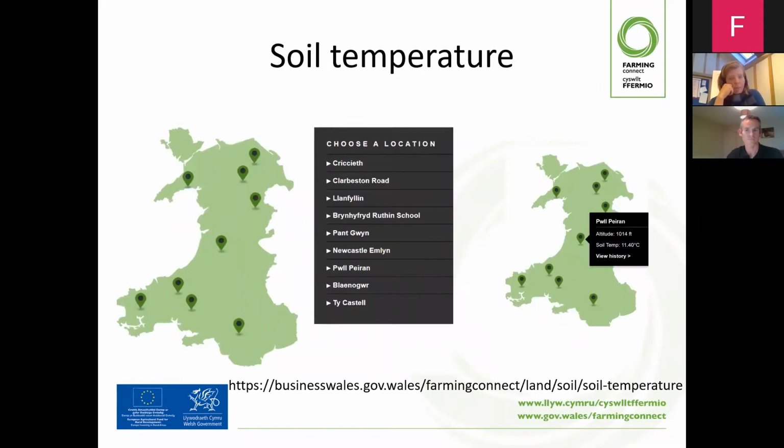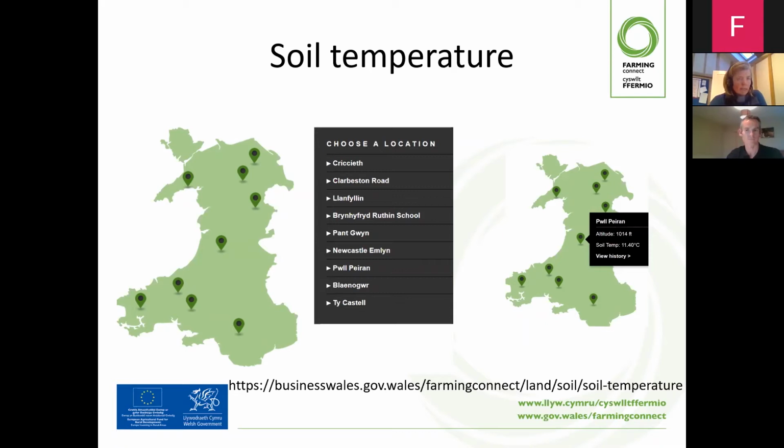So the other thing to just talk about at this stage is that it's another Farming Connect project on soil temperature, and these are the sites. And again, similar to what we saw in the pasture growth rates, you can hover over the particular area and it'll give you the information and also the history of those sites. So again, it's quite useful if you're not measuring soil temperatures yourselves. You can try and find a site near where you are that is, and get that information.